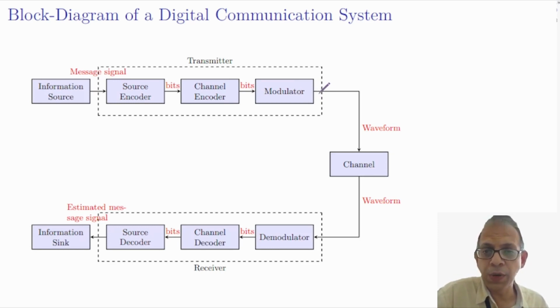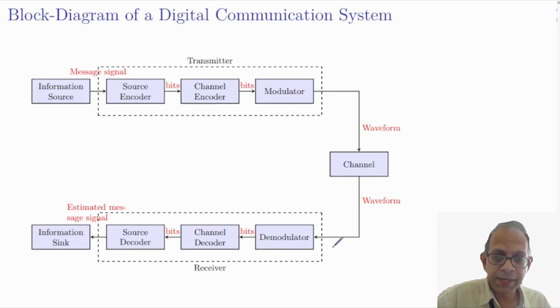So it is important to note that the output of the source may be an analog one or a digital one, but the source encoder output is essentially a digital one, which may be represented by binary digits or bits. The output of a channel encoder is also digital, represented in bits. But the output of a modulator is always a waveform. It's analog in nature because that can only be transmitted through the channel.